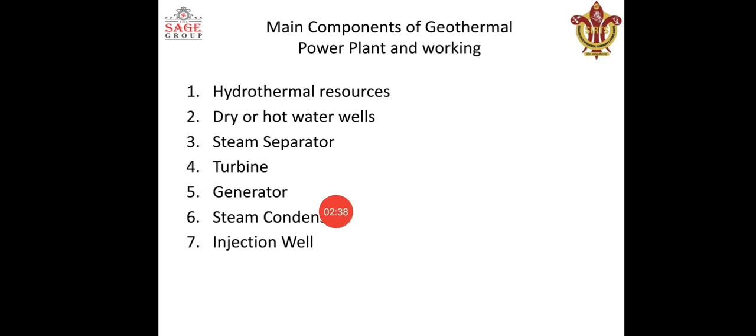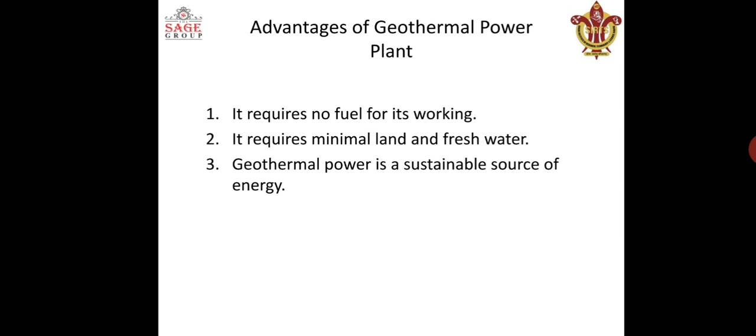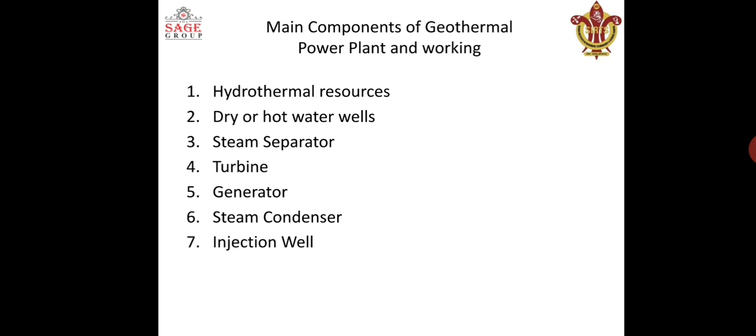And the sixth one is the steam condenser. A condenser is a heat exchanger which exchanges the heat from the hot steam and converts it into water, that is, it condenses the water. So steam is condensed in a steam condenser and converted into water, and that is again fed to the earth by the use of the injection well. The seventh one is the injection well. An injection well is a well which is drilled in the earth to inject the condensate water again into the earth's crust.